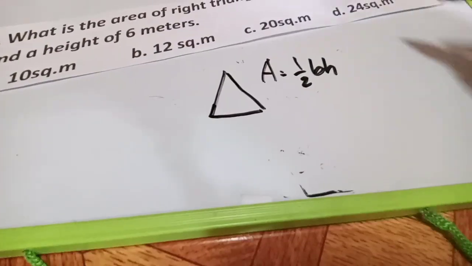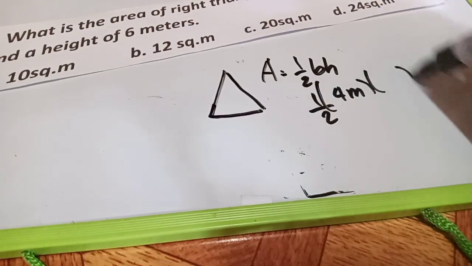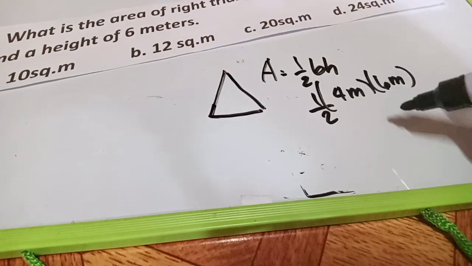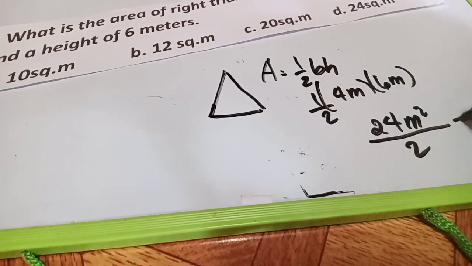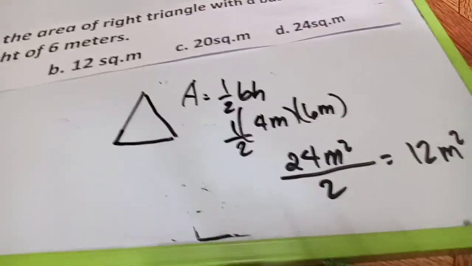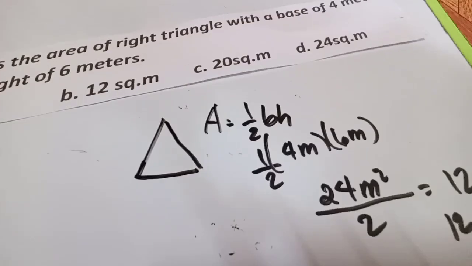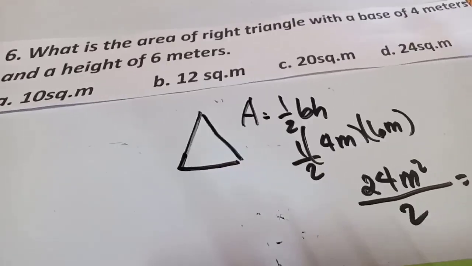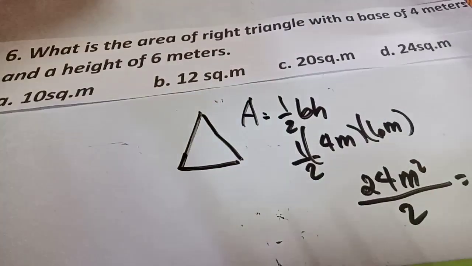And then, 1/2, we have the 4 meters times the 6 meters. So, 4 times 6 will be 24 meters squared. So, divided by 2, the answer is 12 meters squared or 12 square meters. So, that will be the answer. And the answer is letter B. So, let's proceed to number 7.